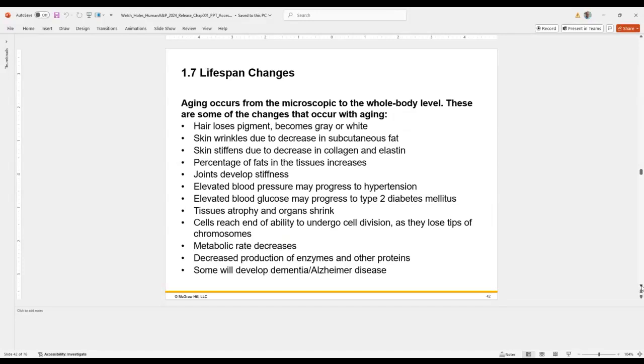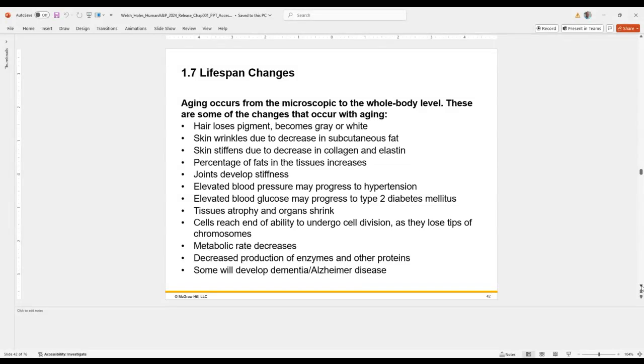Okay, now each of the chapters in this particular textbook always end with lifespan changes. They tell you how things change as a person gets older. So they should give you some general things here at the beginning. Of course, aging occurs from the microscopic to whole body level. And so you got hair losing pigment, becomes gray or white, skin wrinkles due to decrease in subcutaneous fat, skin stiffens due to decrease in collagen and elastin, the percentage of fats in the tissues increase, joints develop stiffness. Elevated blood pressure may progress to hypertension.